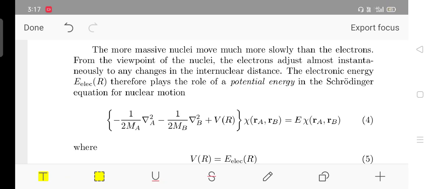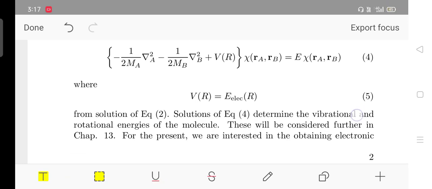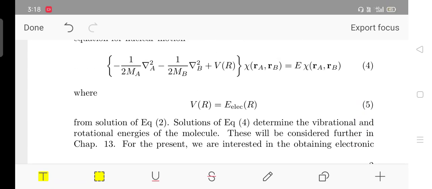Okay, so electronic energy therefore plays the role of potential energy in the Schrodinger equation. Now we consider only the kinetic energies of the nucleus, which is given like this. So chi of Ra and Rb is chi of E into chi of Ra comma Rb.